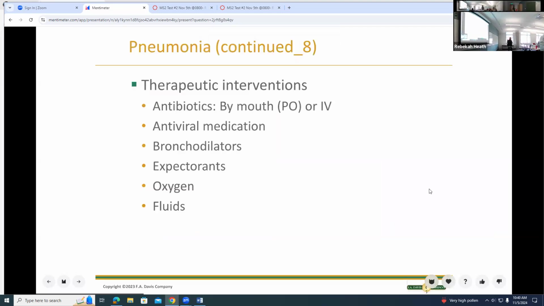So pneumonia, we give them antibiotics. If they're doing okay, stable versus unstable, right? Stable, you can have oral antibiotics. Unstable, IV antibiotics, usually have to stay in the hospital. If it's caused from a virus, maybe antivirals. We want to give them bronchodilators, expectorants, oxygen. We might even give fluids too.